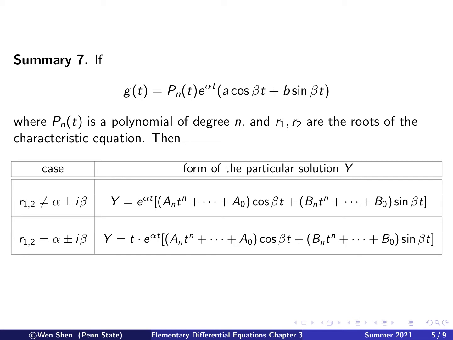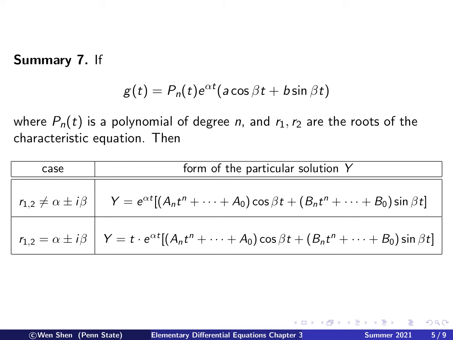Then we have two cases. The first case is where the roots of the characteristic equation r1, r2 do not equal alpha plus minus i beta, because we know if they do, then the form will not work. If that is not the case, then the particular solution takes just the same form as g. So what is g here? Well, g here is basically an exponential function times a polynomial times cosine plus another polynomial times sine. And that's what we will fit in.